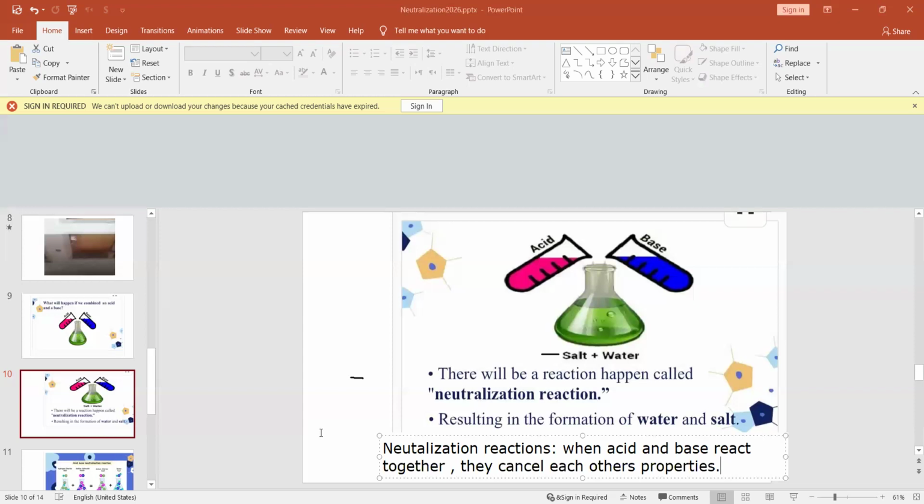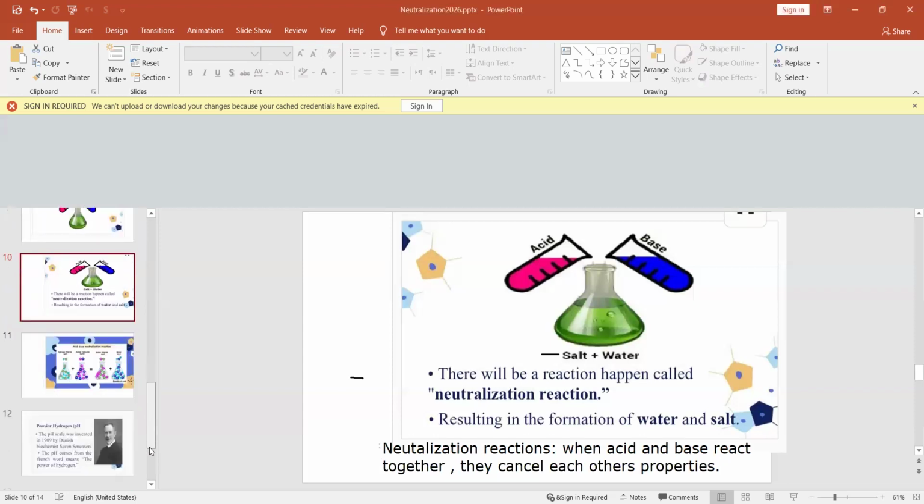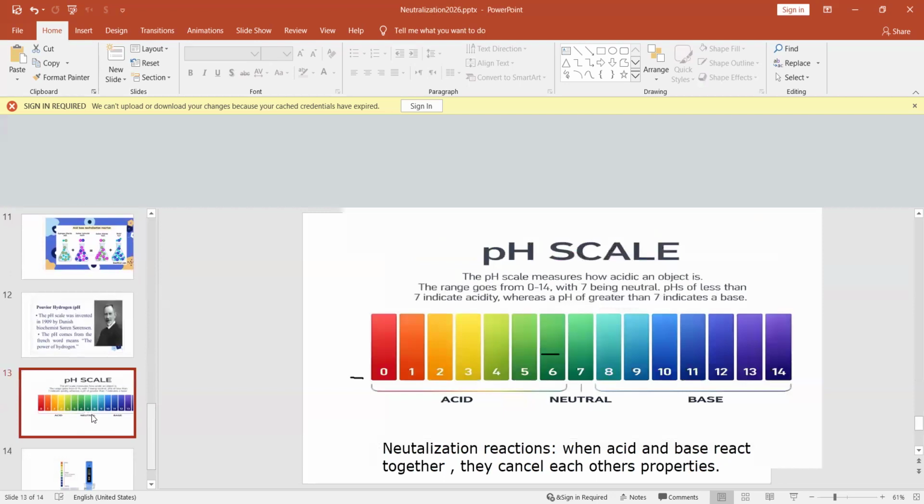And then we will come to other examples of acid and base. But before going to the examples, there's another thing that I would like to share with you, which is the pH scale. This pH shows the rate of acidity and base of a substance. It is the pH scale which shows the acidity and base of the substance.